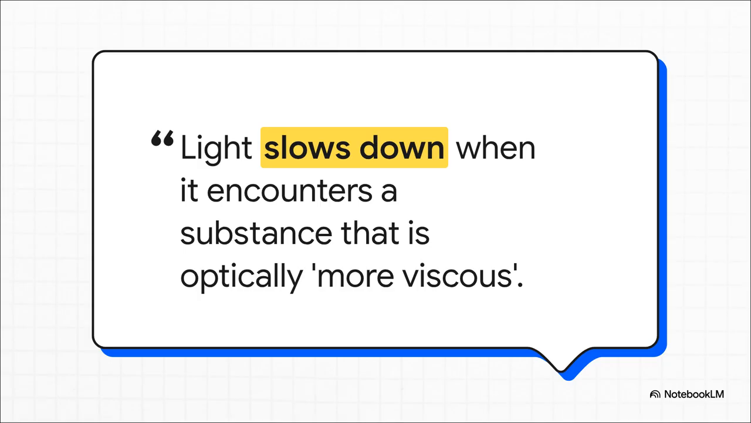Think about it like this. You walk a lot slower when you're wading through a swimming pool than you do walking down a hospital hallway, right? Light is the exact same way. It passes more quickly through some substances than others. And how much the light slows down depends entirely on how optically thick the substance is. The reverse is true too, by the way. Light speeds up when exiting an optically dense substance into a thinner one.